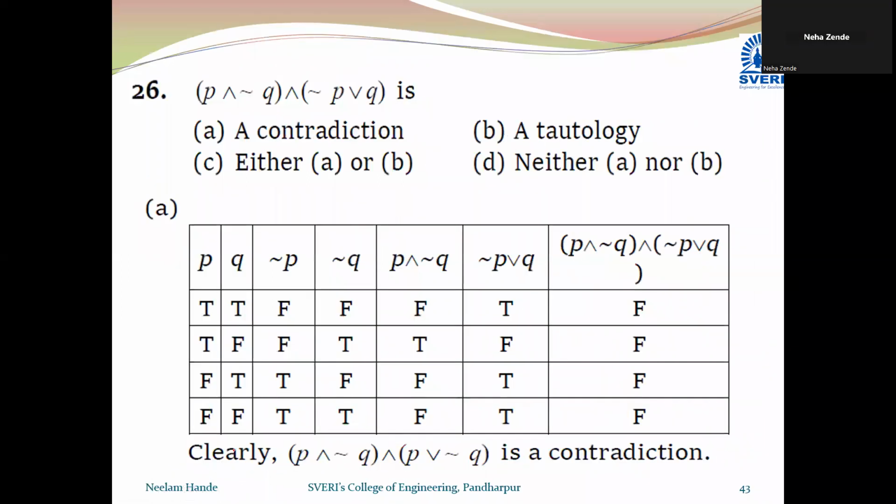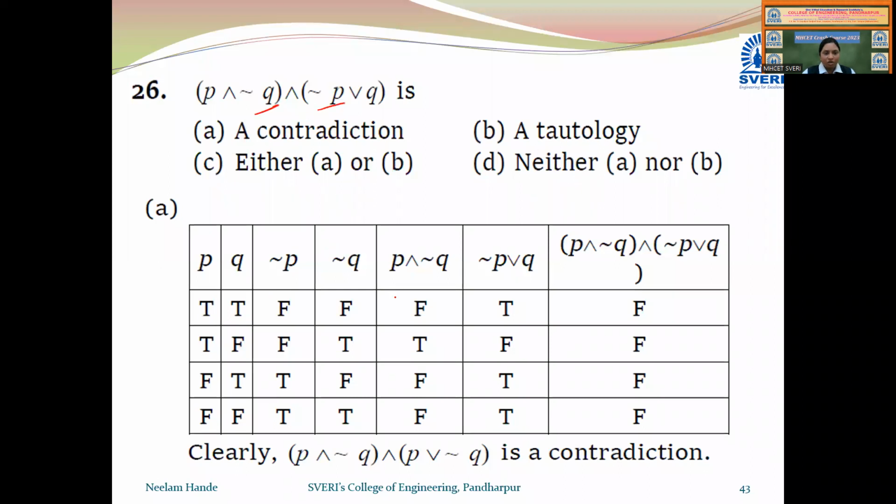Next. P and negation Q, and negation of P or Q. It is a contradiction. Option A. Are you solving? Here it is already solved, so don't just look and tell me the answers. Please solve on your own.